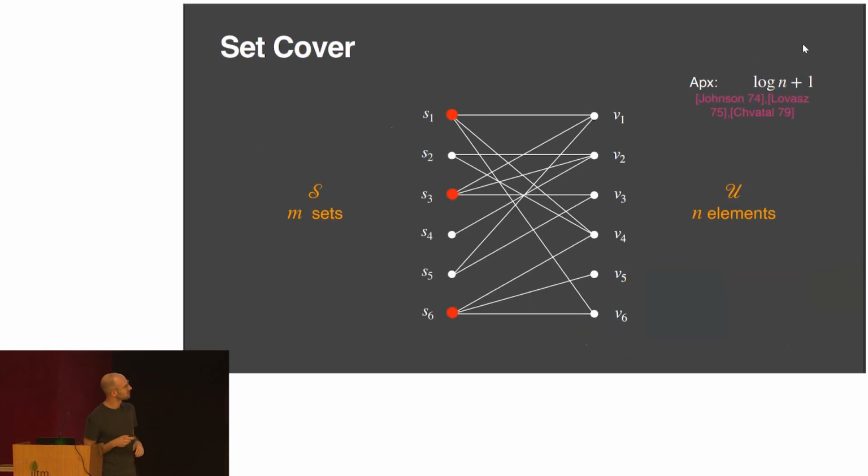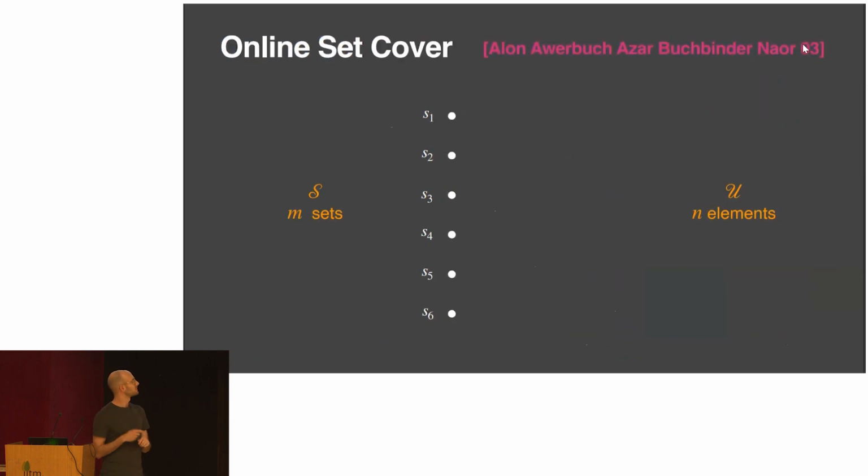Okay, what do we know about this problem? It's a classic NP-complete problem. You can't get the optimal solution in polynomial time, but you can get a ln n plus 1 approximation. The simple greedy algorithm gets this, and this is a classic result. We'll be talking about a variant of this problem, which was introduced by this by now classic paper of Alon, Awerbuch, Azar, Buchbinder, and Naor. Azar and Naor are here in the audience with us, Yossi and Seffi.